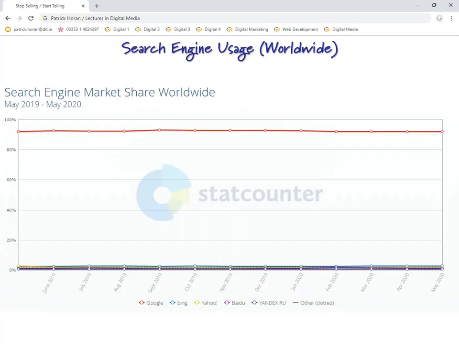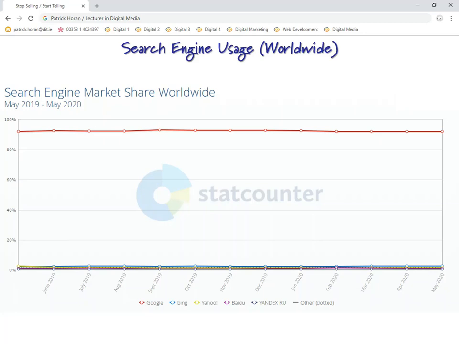When we're looking at search engine optimization, it's very, very important for us to get an overview of search engines in general. And there are many, many different types of search engines. So what we're looking at here is from May 2019 to May 2020, the actual usage of different search engines. And it should be really no surprise to us that Google is up there on top with around 94% of the market. Bing is next. Now, right down there with a very, very small percentage: Yahoo, Baidu, Yandex, and so on.